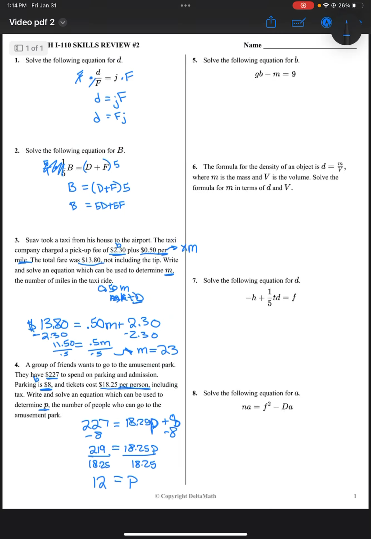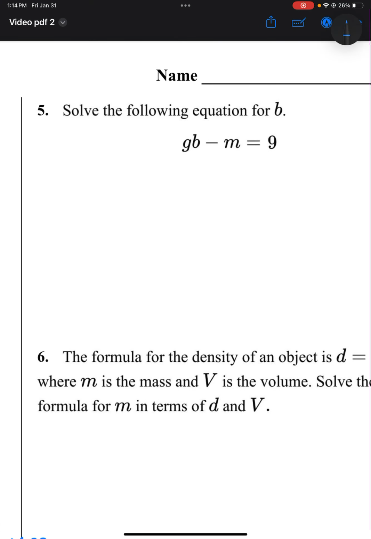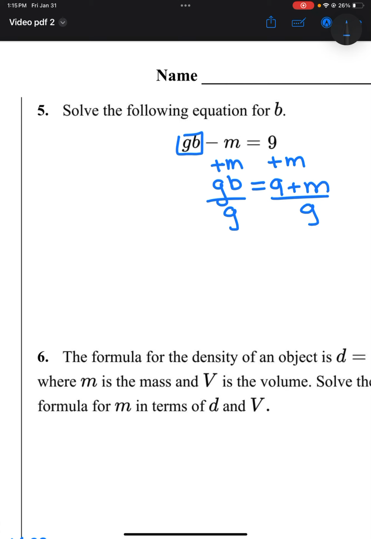All right, so number 5. Again, we're trying to get down to that one variable. So we want to do the opposite of what is happening upon that variable. So right now, this is being subtracted by m. Let's add m to both sides. That leaves us with 9 plus m equals g times b. Now, g is being multiplied to b, so let's divide by g to get b by itself.